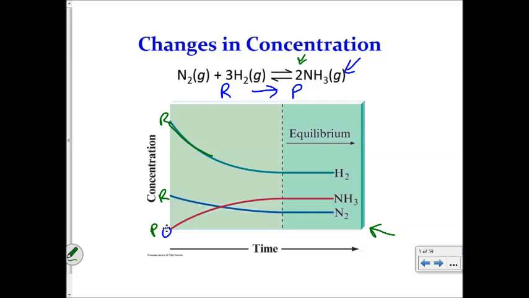Looking at our slope on our nitrogen. How about the slope on the nitrogen? Not so steep. Definitely declining, but not so steep. What about the slope of our ammonia? Is it as steep as the hydrogen or less steep than the hydrogen? Less steep than the hydrogen, but more steep than the nitrogen.